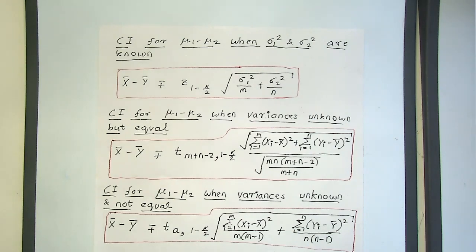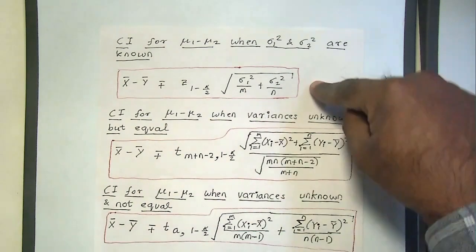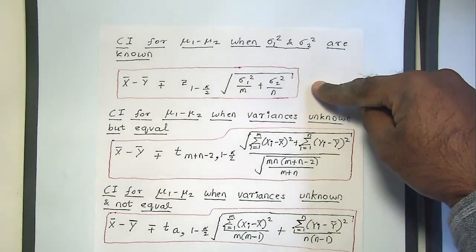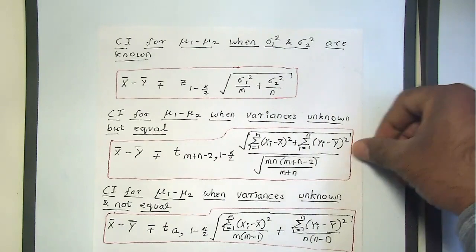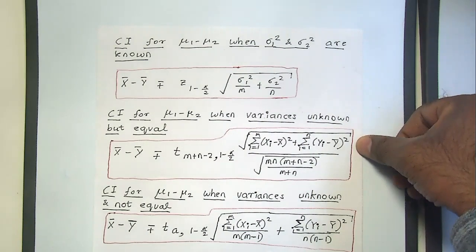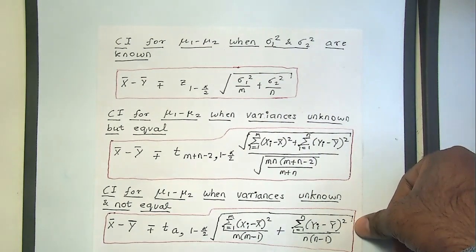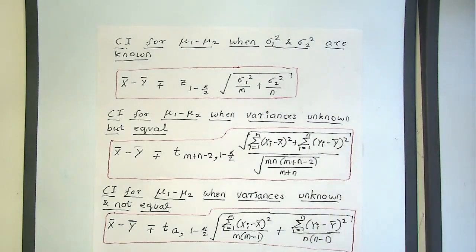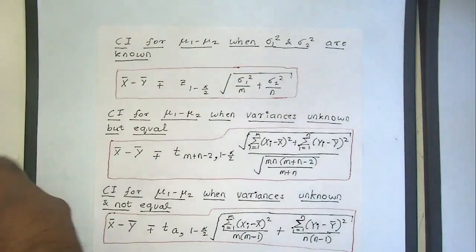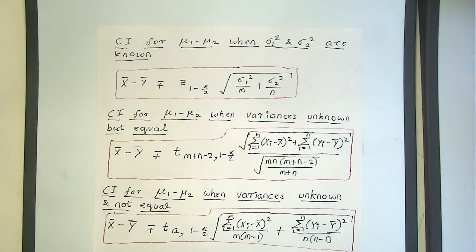Have you guys worked out which one you think applies to question 2? There are 3 formulas here. This is the formula when the variances are known. This is when the variances are unknown but equal, and this is when variances are unknown and not equal. So let's see which one applies for question 2.